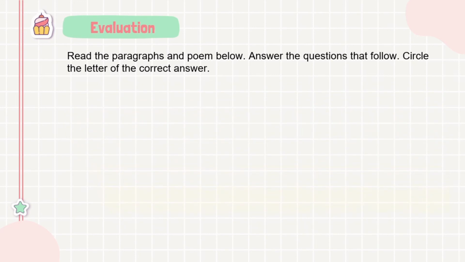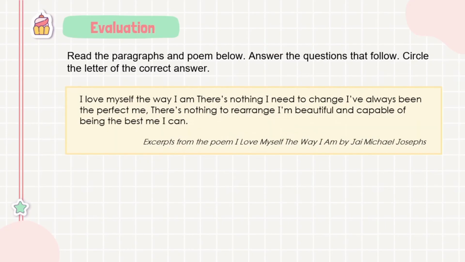I love myself the way I am. There's nothing I need to change. I've always been the perfect me. There's nothing to rearrange. I'm beautiful and capable of being the best me I can. So which is the point of view of the writer in the poem?